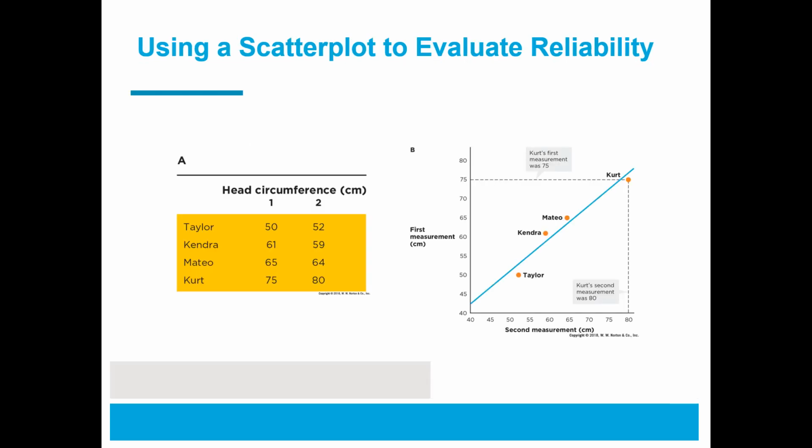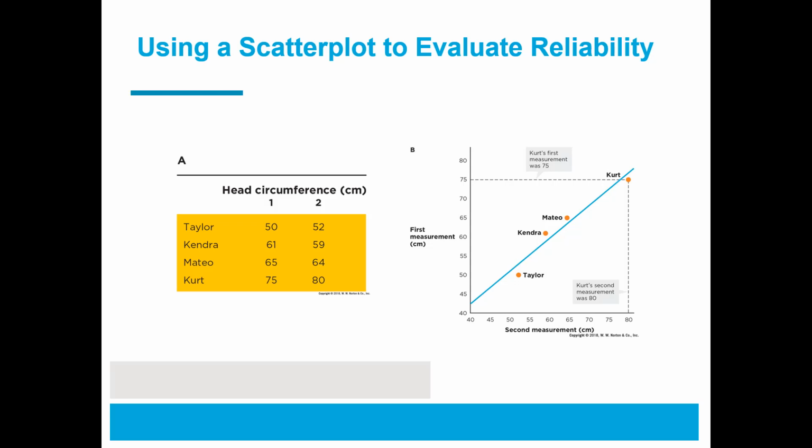There are two ways in which researchers can evaluate reliability. One is by using a scatter plot, and the other is by using the correlation coefficient R. Let's look at this example. It used to be thought that smarter people had bigger heads. Thus, head circumference, or size, was an operationalization of intelligence. One way you could determine if this measure is reliable is by using test-retest reliability. You could measure each participant's head twice and see if the results were similar.